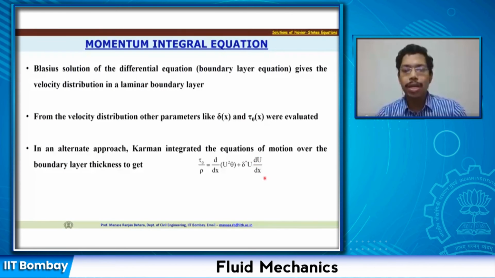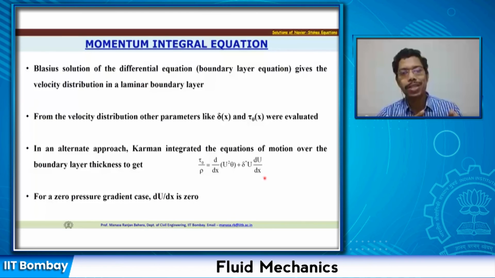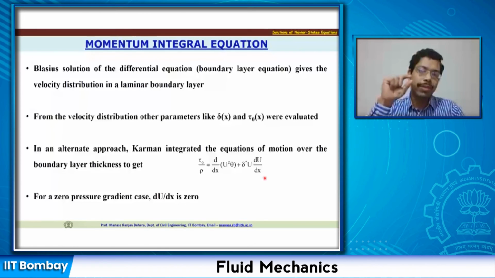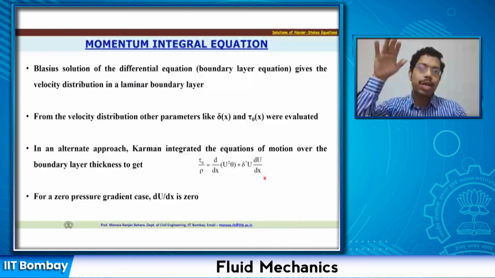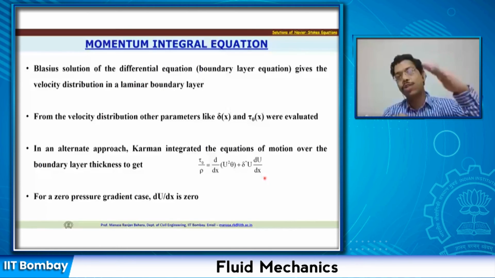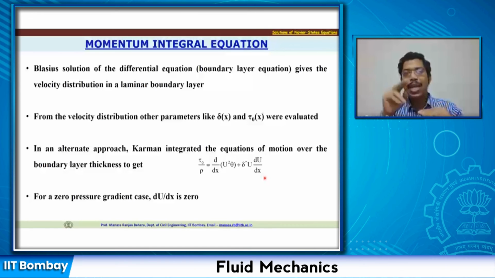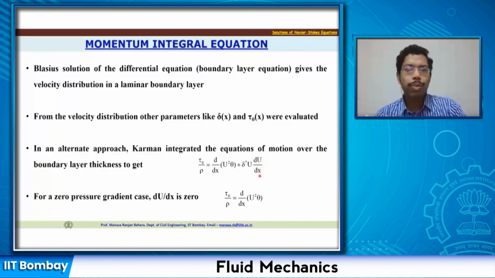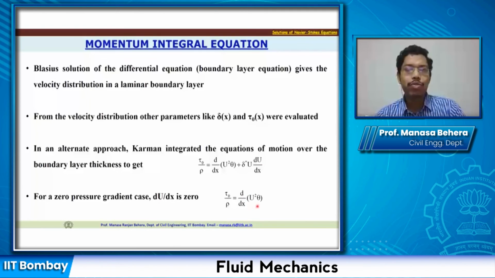Okay, and in this, if we consider that there is a zero pressure gradient within this boundary layer, then we can say that du by dx equals 0, because the boundary layer thickness is very small. If we can assume, based on Prandtl's approximation, the pressure outside is imposed on the boundary layer. So the pressure gradient is 0. Then that means we consider that du by dx is going to be 0. And with that assumption, we can tell that this term will disappear. What will remain will be this much: tau 0 by rho equals d by dx of (u square theta).